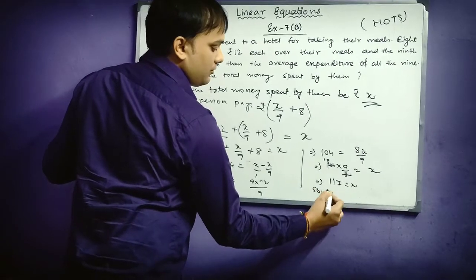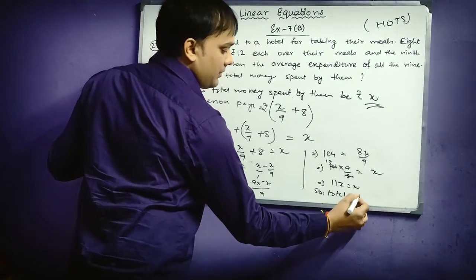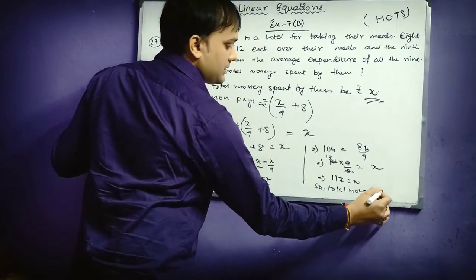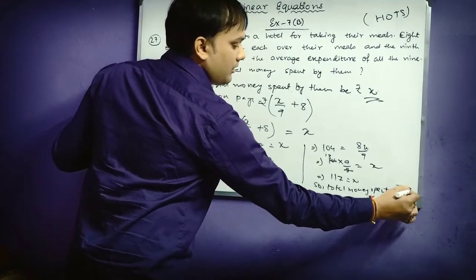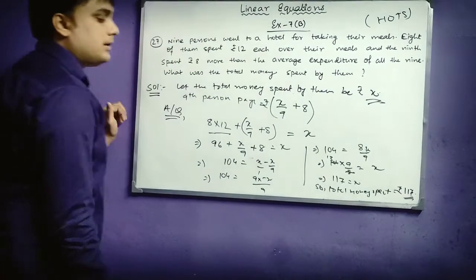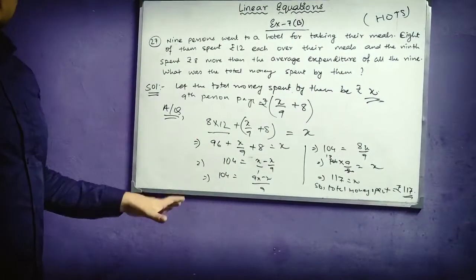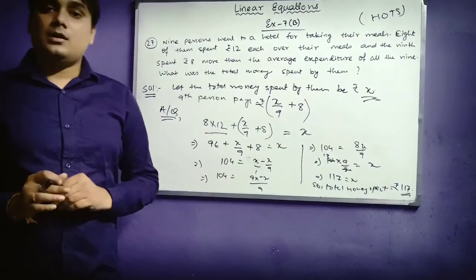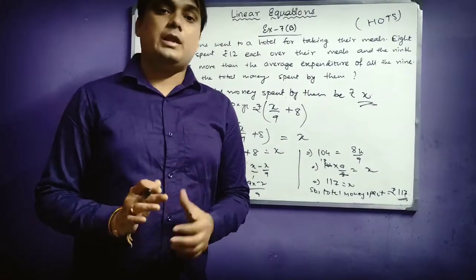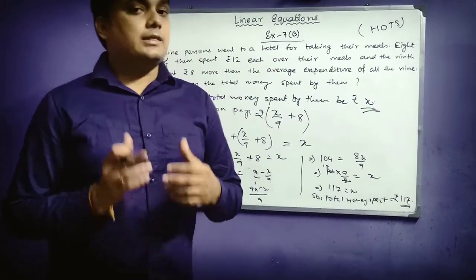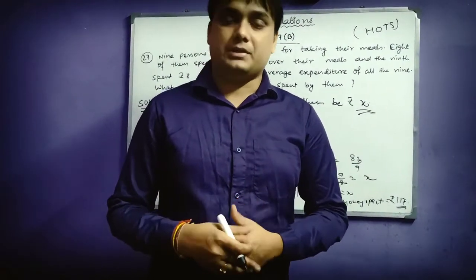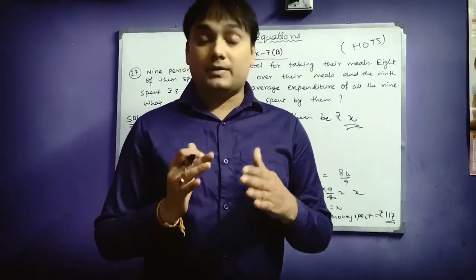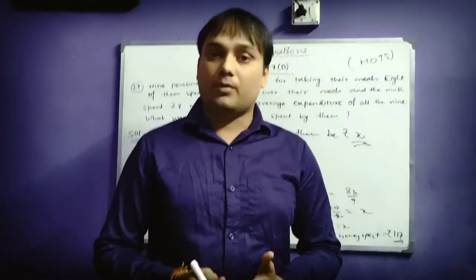So total money spent equals rupees 117. This is our final answer. So students, very easy. You just take the help of a variable and then frame the equation properly after understanding the question and then solve that equation to get the value of that variable. You will get the answer automatically. This is how you have to solve any word problem in the exercise.